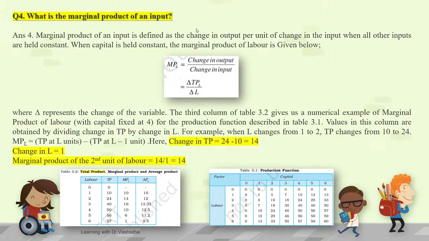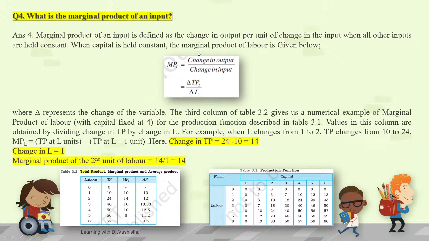Now what is the marginal product of an input? Marginal product of an input is defined as the change in output. Remember here, read each word very carefully. Change in output per unit of change in the input when all other inputs are held constant. So here again we are considering a particular input when all other inputs are being held constant. Then in that case, what will be the change in total output as a result of change in that particular input, which is kept variable, keeping all other inputs or factors of production constant.